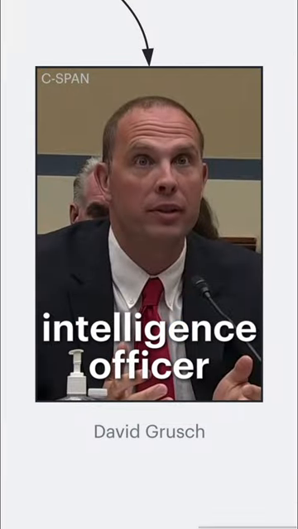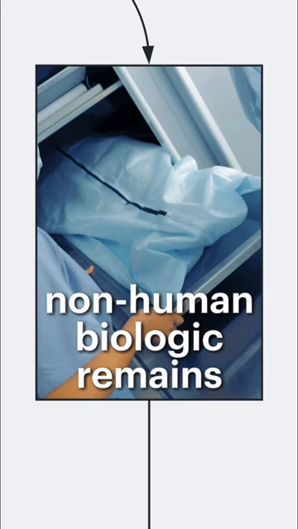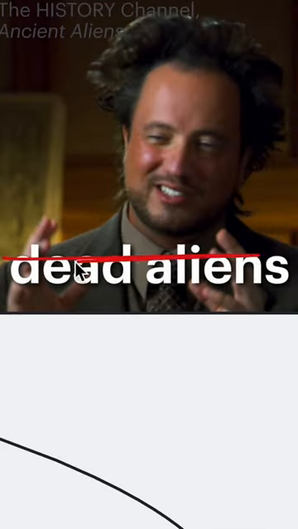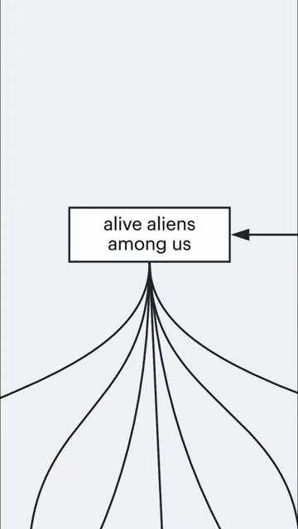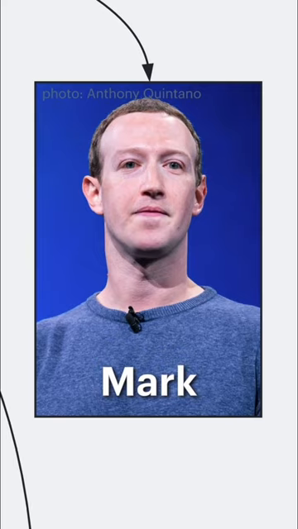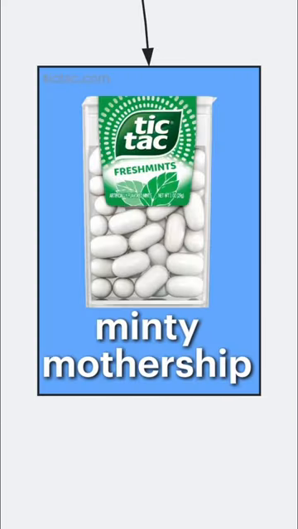Also in the hearings, this intelligence officer said there's a top secret program with crash retrievals and non-human biologic remains. Non-human biologic. Translation, dead aliens. But why look at dead aliens when you can look at alive aliens among us? Like little green Martians, toothy wormholes, space face, and Mark. There's also iridescent intestines, Jupiterp, and apparently there's a minty mothership.